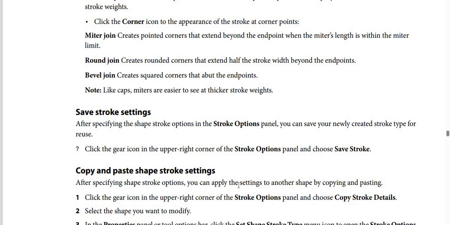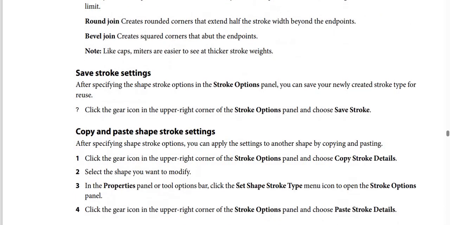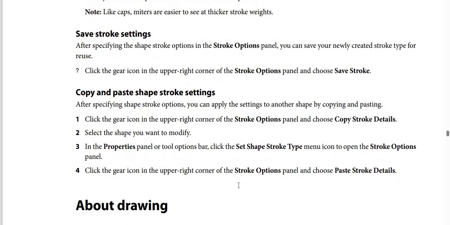And what about bevel join? Bevel join means it creates squared corners that abut the endpoints. And note, like caps, miters are easier to see at thicker stroke widths.